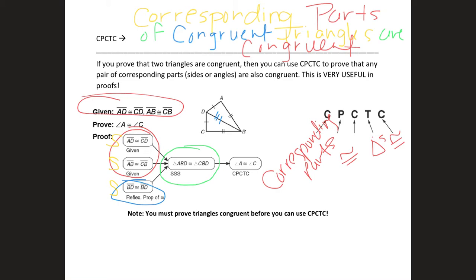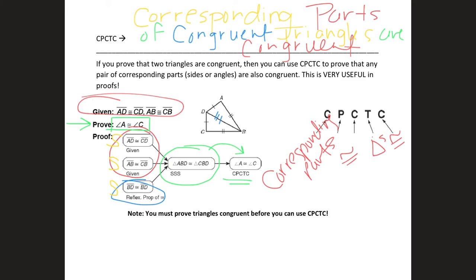I should have noted earlier what we're trying to prove in this proof. We're trying to prove not that triangles are congruent. We're trying to prove that 2 angles are congruent. And so we had to get the 2 triangles congruent first in our proof by using side, side, side. But then we can go one step further to say, well, if the 2 triangles are congruent, therefore angle A must be congruent to angle C because of CPCTC.